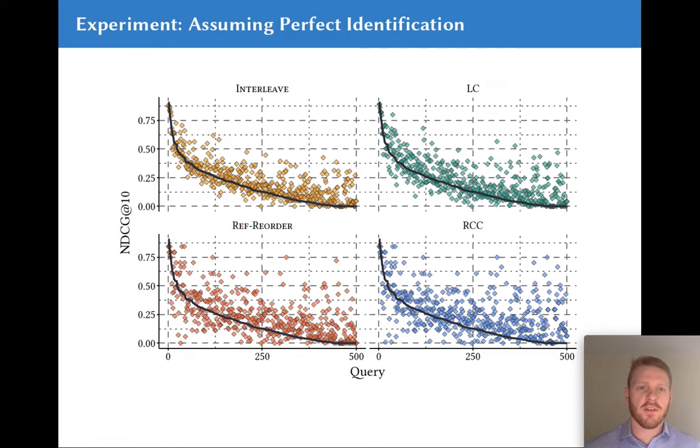This figure shows the per query effectiveness differences between each system and BM25. BM25 is shown as a black line. As you can see, both the interleave and linear combination approaches can improve upon the baseline in most cases, but suffer from some small losses as well, which are shown as points below this black line. On the other hand, the ref reorder and return centroid approaches, they have much larger wins, but they also exhibit much larger losses, which means these are more risky systems to deploy.